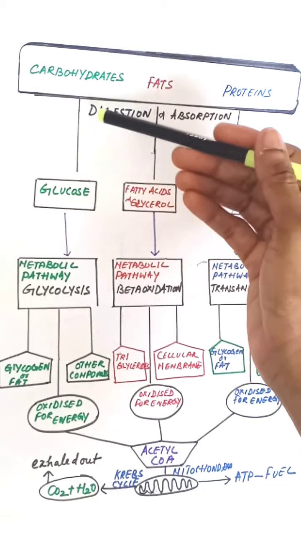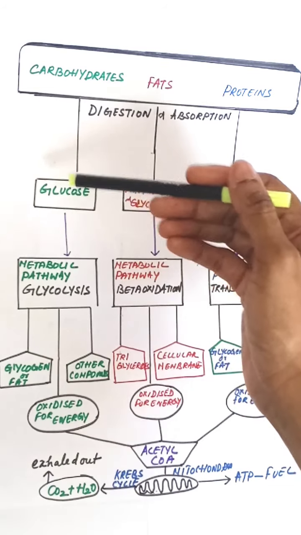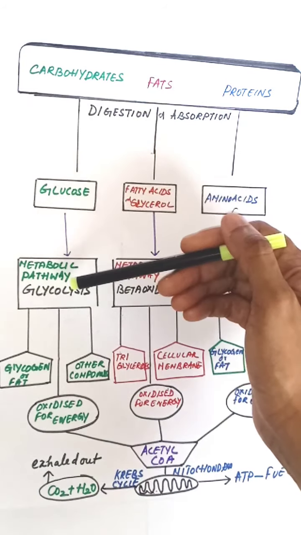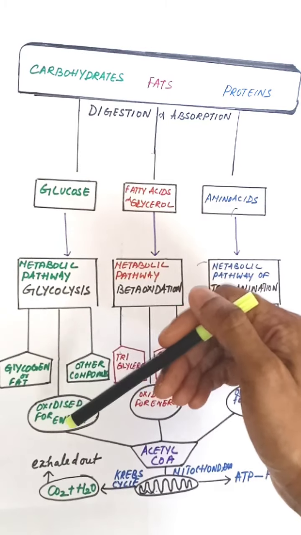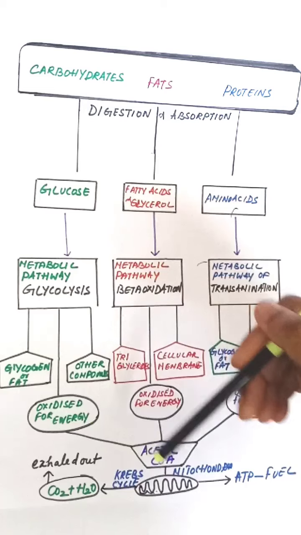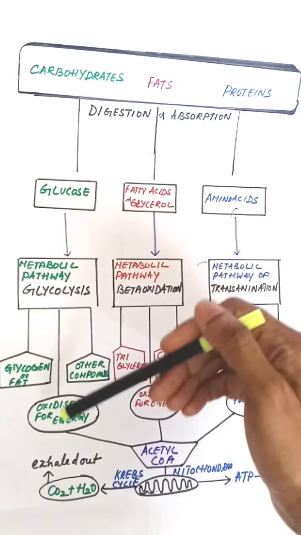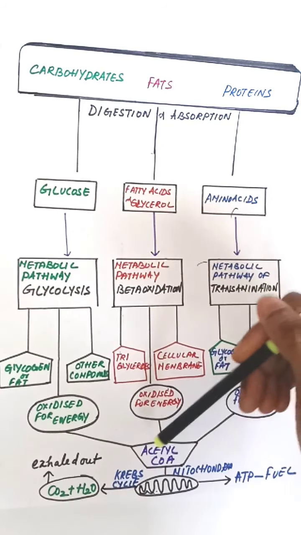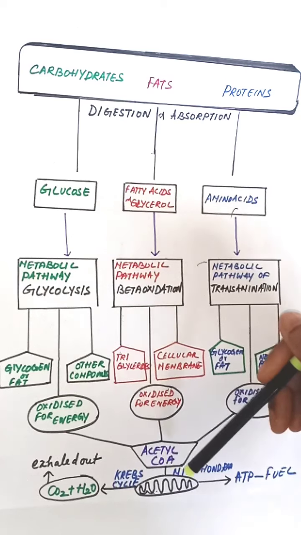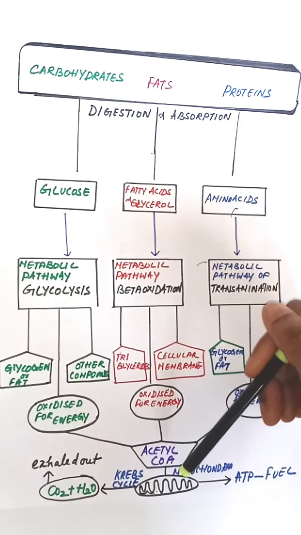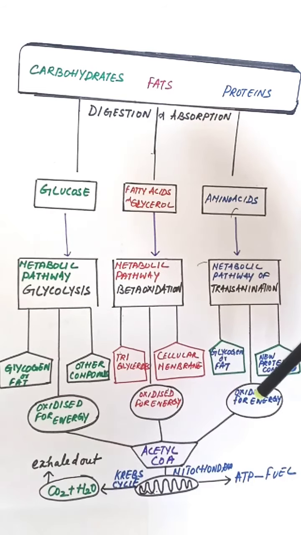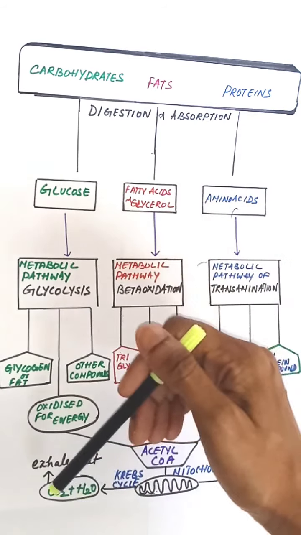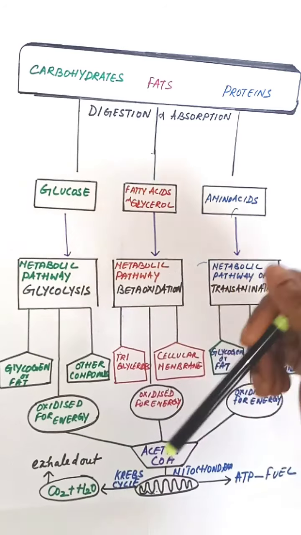After the process of digestion, it is absorbed as glucose, and the glucose enters the glycolytic pathway and gets oxidized for energy production, that is, it gets converted to acetyl-CoA. This acetyl-CoA enters the mitochondria of the cell, enters the Krebs cycle, generates ATP and gives fuel to the body, and the byproducts carbon dioxide and water are exhaled out.